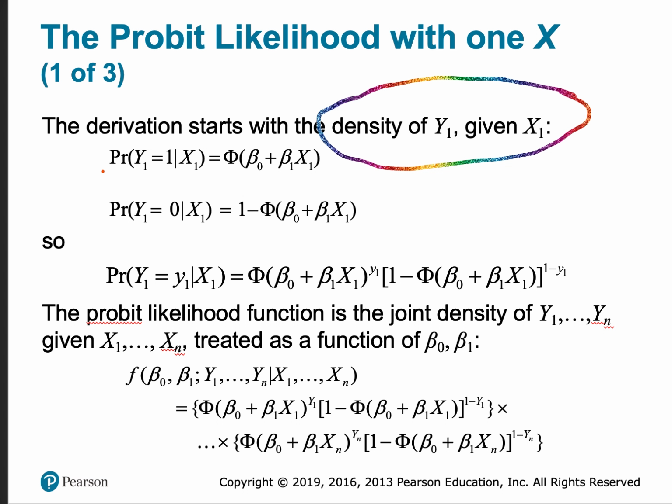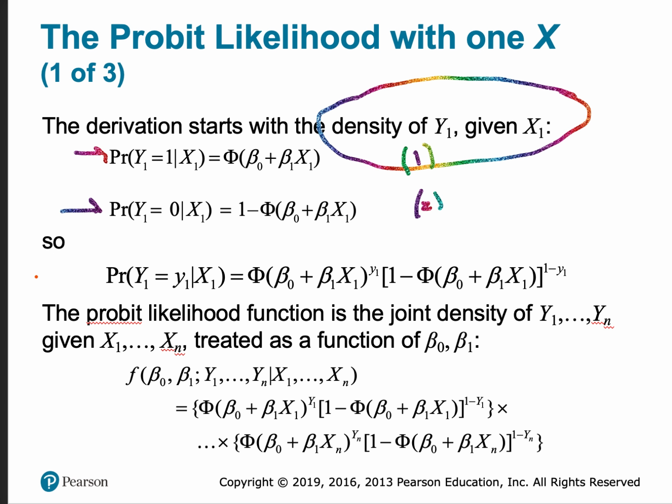So here we have the probability that y1 equals 1 given x1, and that's equal to the cumulative standard normal distribution function of beta naught plus beta 1 times x1. We have two outcomes, right? We can have the probability that y equals 1 and the probability that y equals 0 given x1, and that's the complement. So line 2 is the complement to line 1, so that's 1 minus the cumulative standard normal distribution function of beta naught plus beta 1 times x.